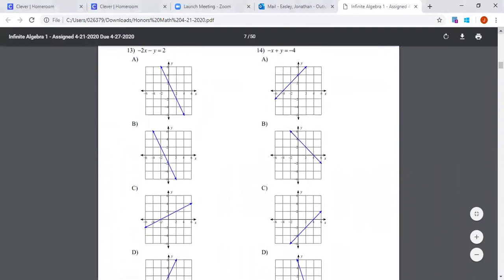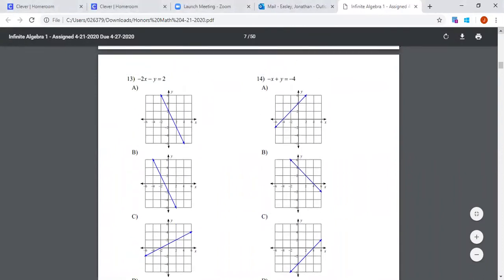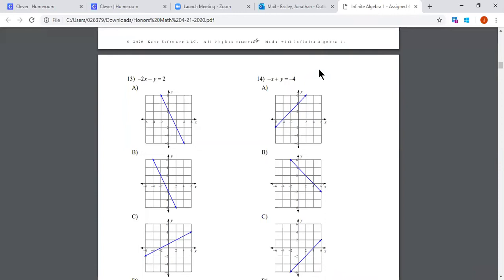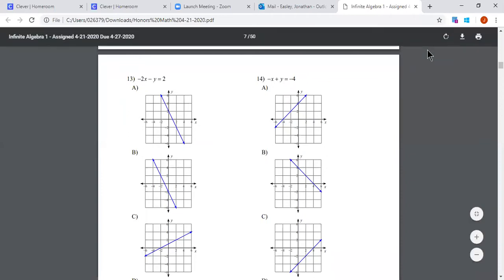Now, let's look at this one, number 14. Now, when I work on number 14, I'm going to have to move that x over, right? Because it's a negative x, plus it's on the side with the y. If I move that negative x over, it becomes a positive x, right? So if it becomes a positive x, that means my slope for my answer is also going to be positive.